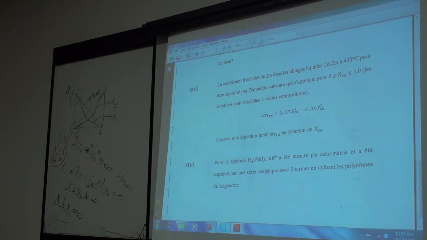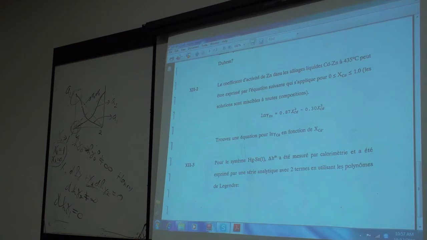So the coefficient of activity has been measured. You can do this by measuring vapor pressures. Activity is P over P0. You can do it in electrochemical cells, galvanic cells, which are various ways of measuring the activity coefficient of one component, or by equilibration with other phases or whatever. The activity coefficient of zinc was measured at 435 degrees and was fitted to this equation. Log gamma zinc as a function of composition is given by that expression. This is empirical, experimental.